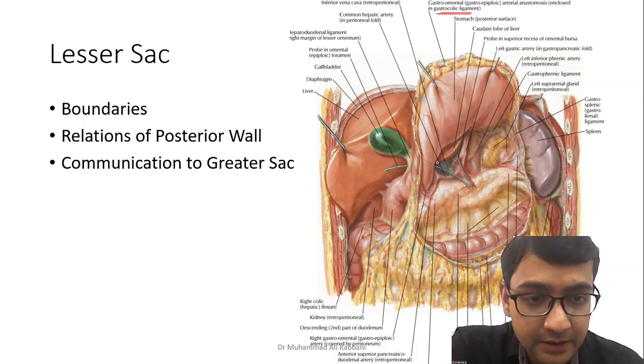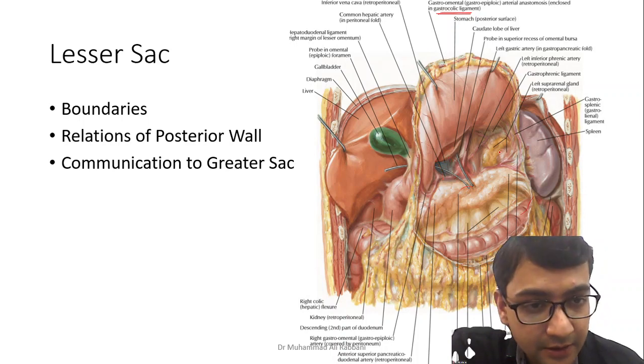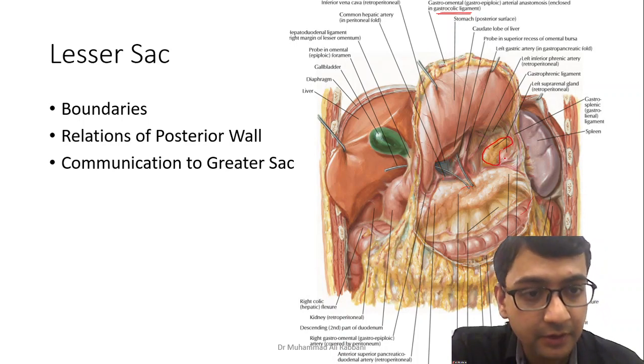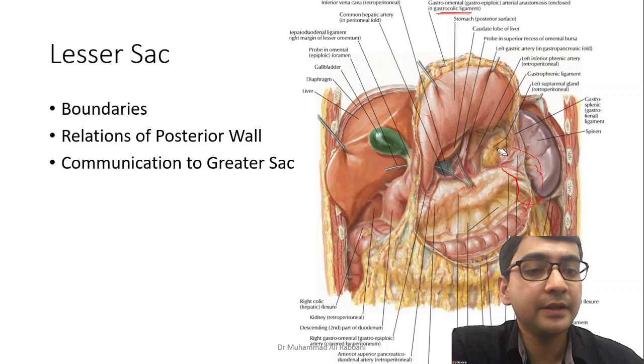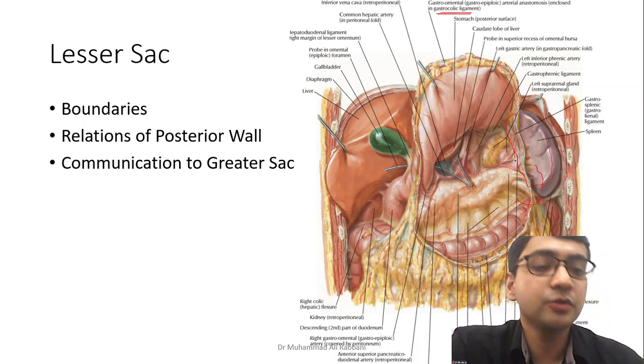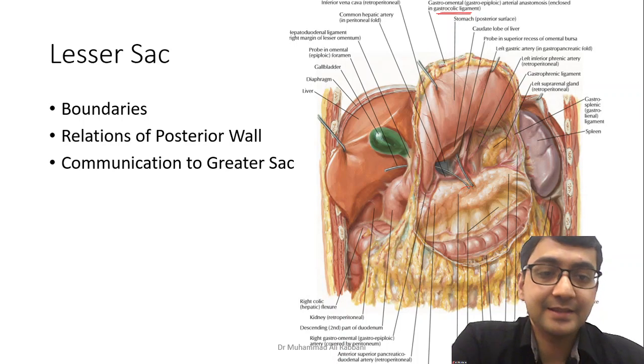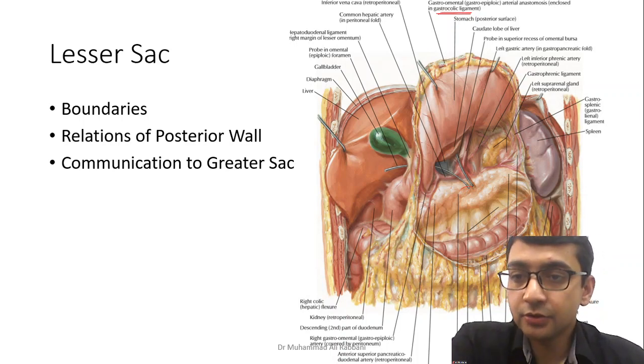Then here you can see the vena cava, and here you can see the suprarenal gland, the left one, and below the suprarenal gland obviously there will be the kidney. A part of the upper pole of the kidney is visible here, and then you can see the hilum of the spleen here. So these are basically the structures that are forming the posterior wall of the lesser sac. So these are the boundaries.